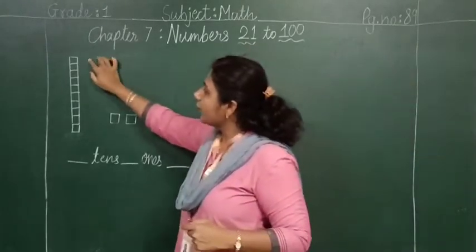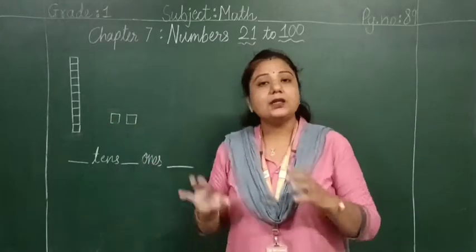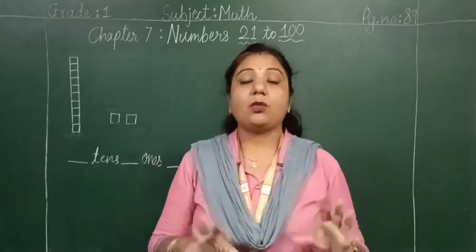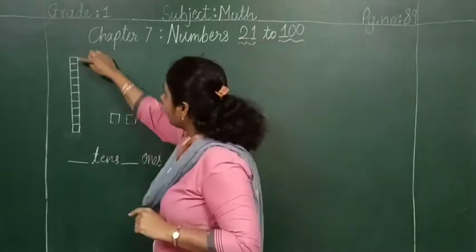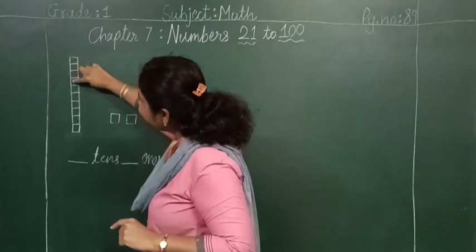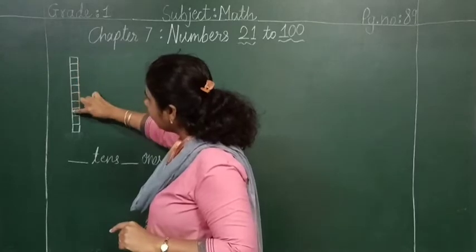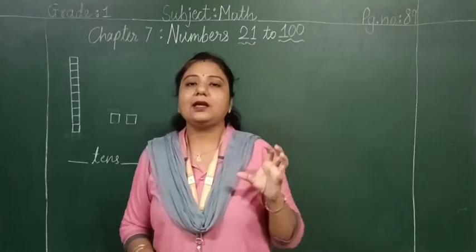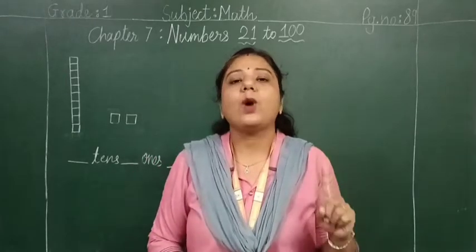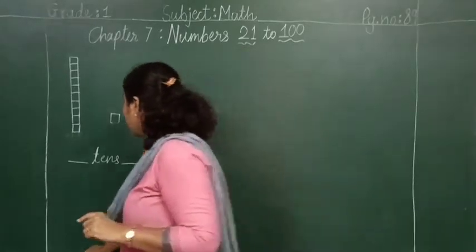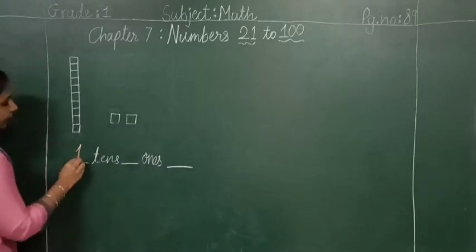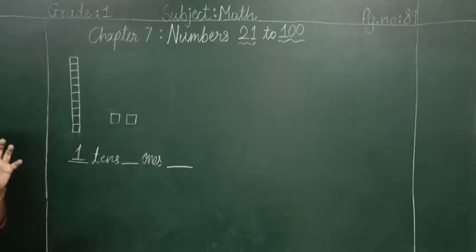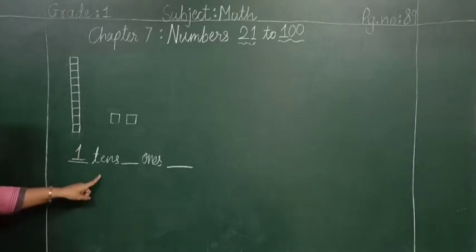So students, one stick is there. In this stick, you have 10 items. How many items? 10 items. 1, 2, 3, 4, 5, 6, 7, 8, 9, 10. Any 10 items make 1 ten. How many tens? 1 ten. We learned that a group of 10 items makes 1 ten.